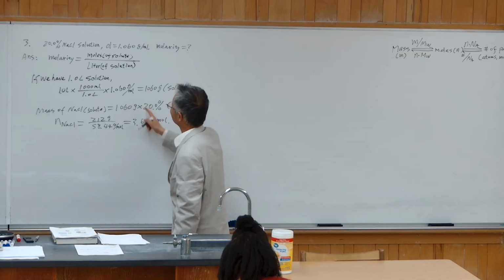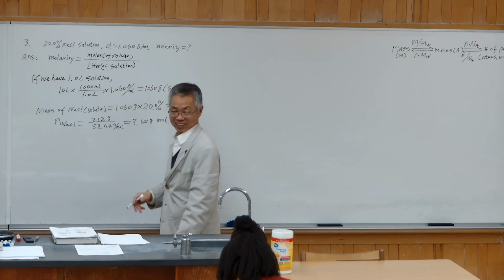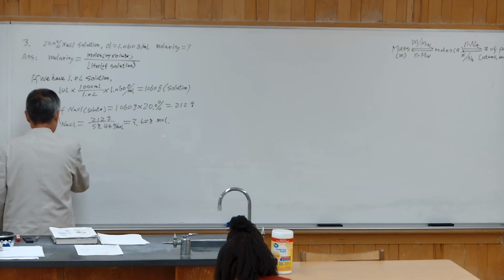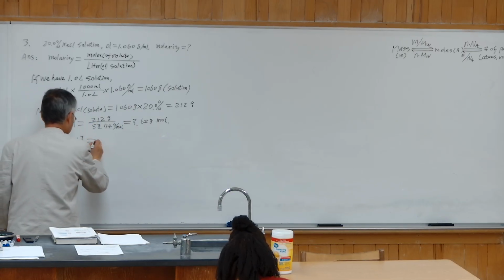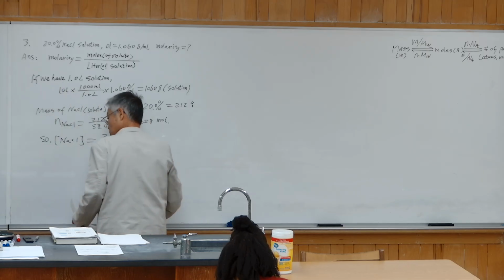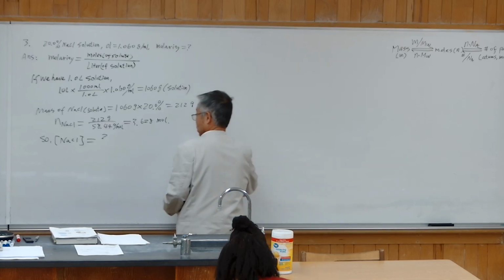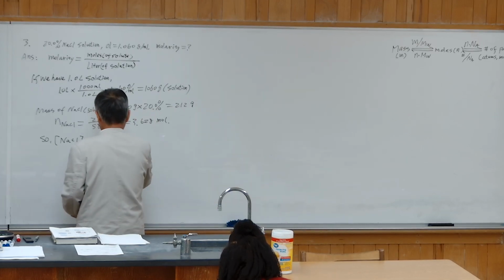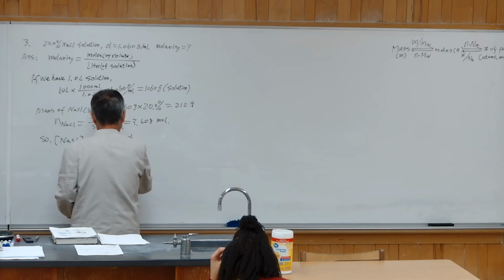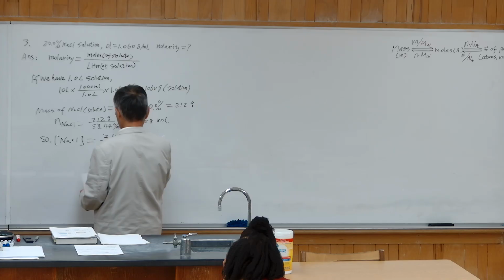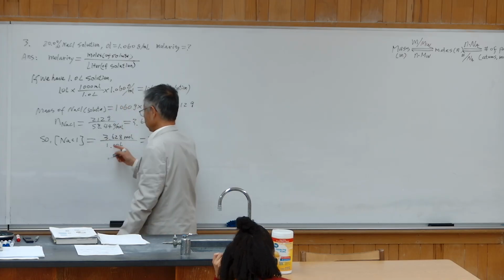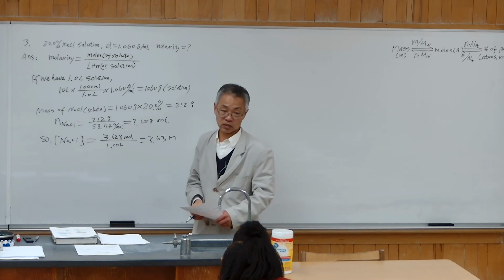Now we have moles, we have liters of solution, so we can calculate molarity. For molarity we use the bracket symbol: moles, 3.628, over liters, which is 1.00. Anyway, keep 3 significant figures. If you keep 2, it's fine.